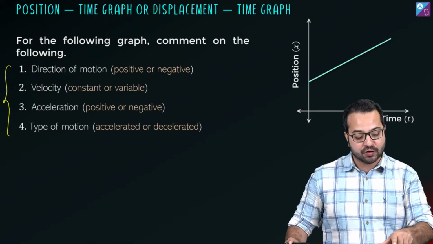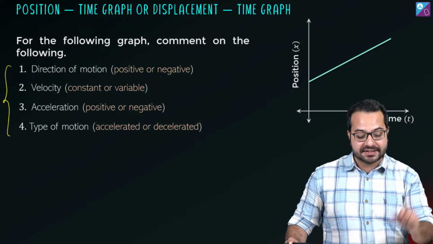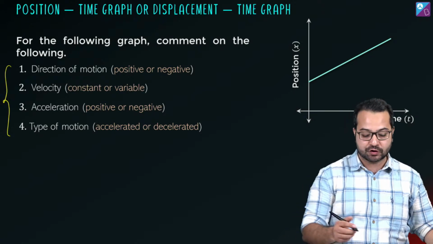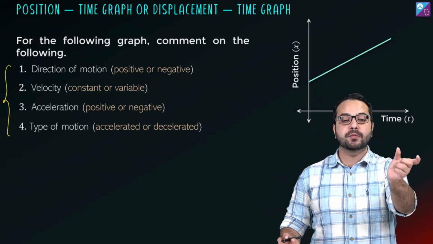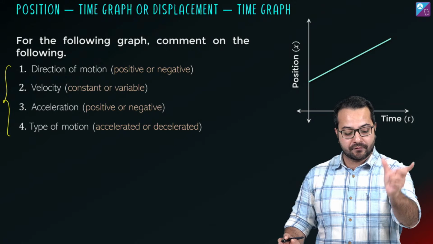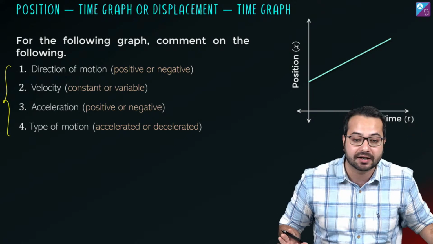First is direction of motion. Second is velocity. Third is acceleration and type of motion. So in the bracket, you are going to see the options. For example, the direction of motion could be positive or negative, constant or variable, positive or negative, etc. Is that correct?